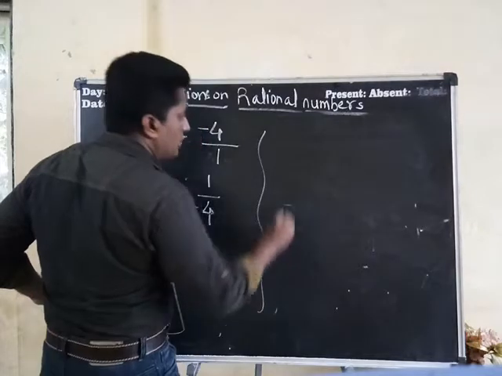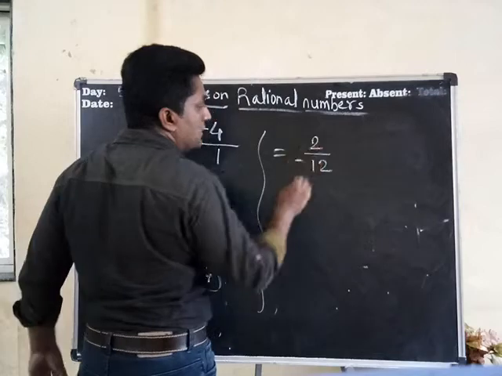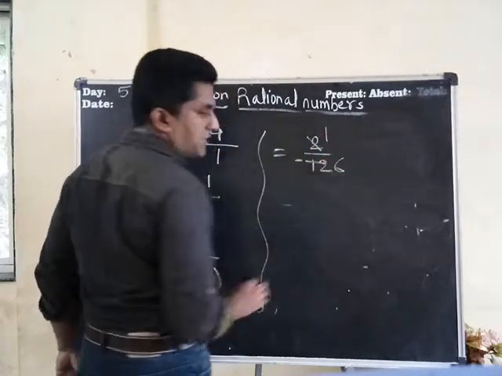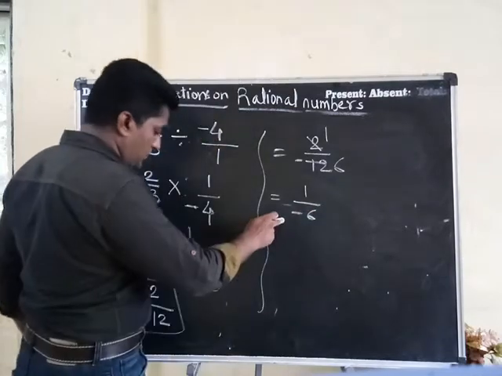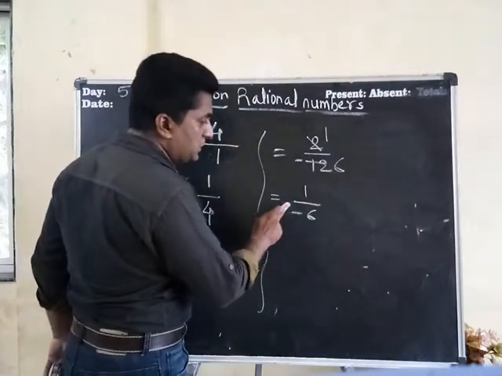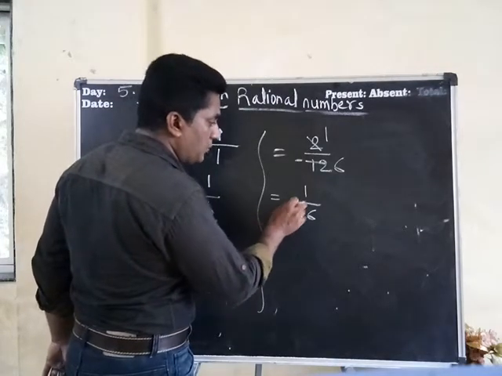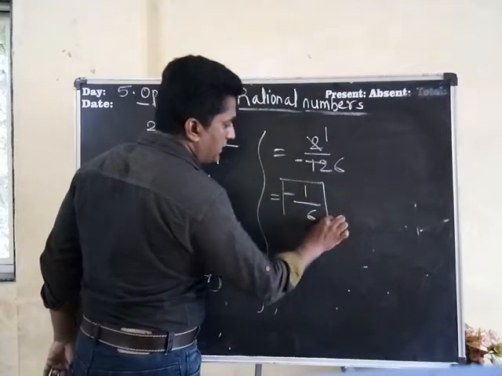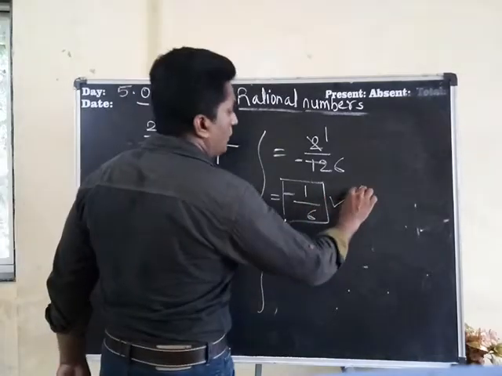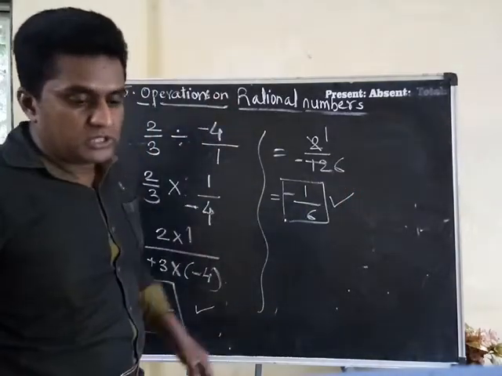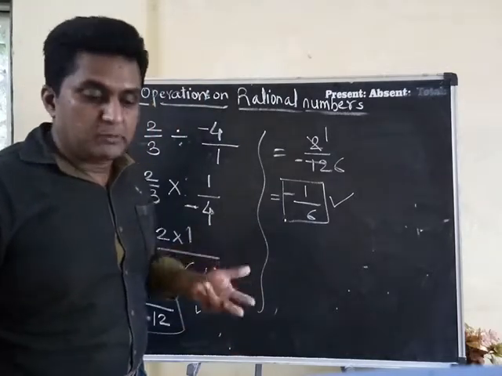How will you reduce it? It is equal to 2 upon 12, and 2 ones are 2, 2 sixes are 12. Right everybody? So your answer is 1 upon minus 6. This is your final answer. But normally we never show the denominator with a negative sign. It is normally shown here, so your sign and your answer is this. This is also correct and this is also correct. Hope you must have understood how to add, how to subtract, how to multiply and how to divide.